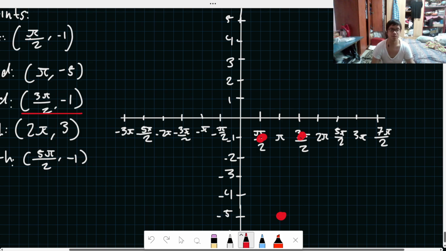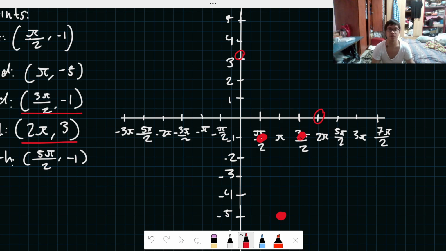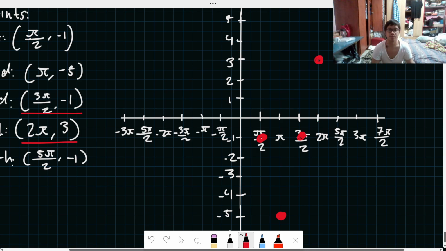Then next, your fourth key point, 2 pi, 3. So 2 pi here, 3 is here. So it's here. All right. Then lastly, 5 pi all over 2, negative 1. So 5 pi all over 2 is here, and negative 1 is here. That's it.